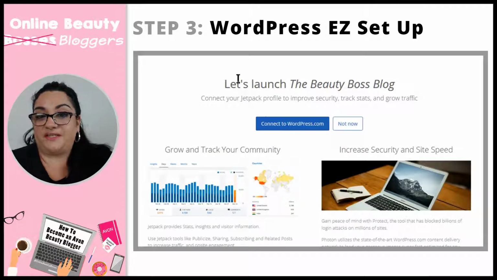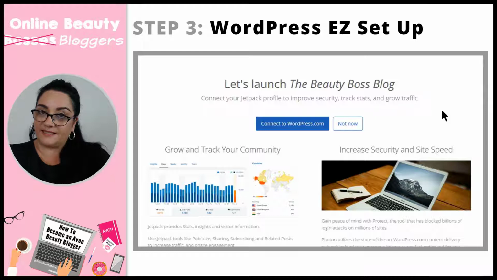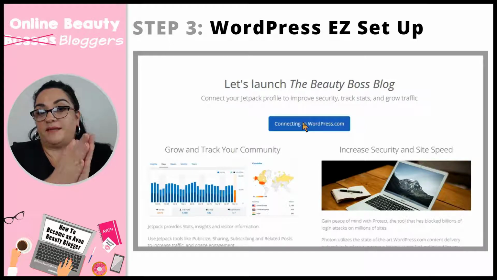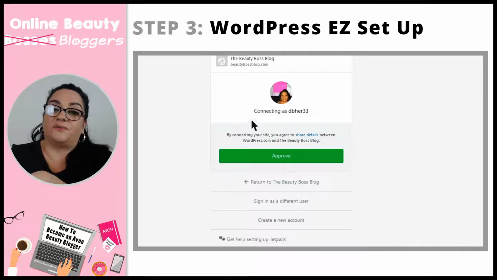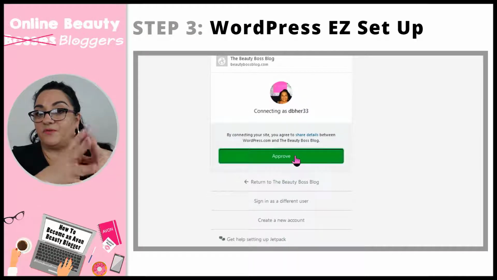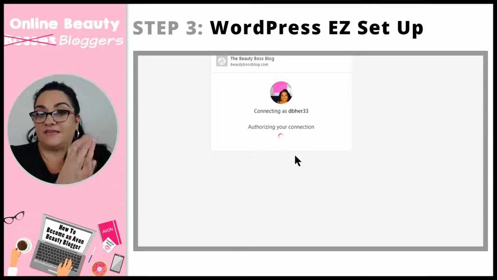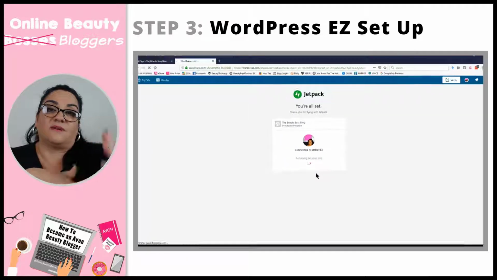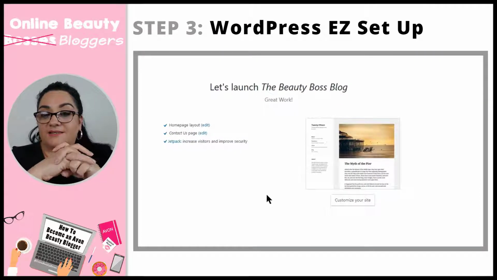And then it takes you to this page, and it says, let's launch the Beauty Boss blog, connect your Jetpack profile. Now, basically what this is going to do is connect you to WordPress.com. Right now, we're on another platform of WordPress. If you already have a WordPress.com account, you're just going to approve and connect it. If not, then you'll need to set up an account, like a login with your name and email, and then you can connect it.